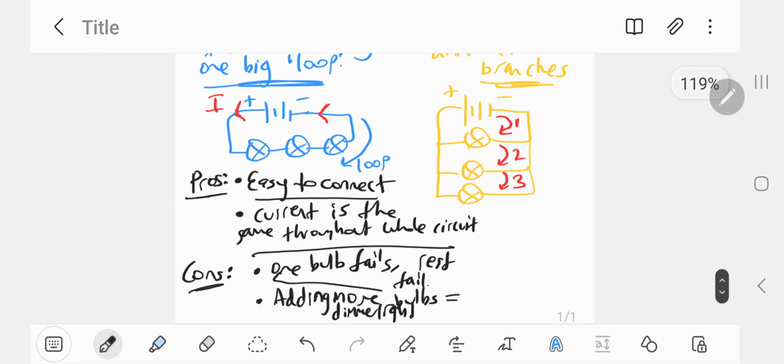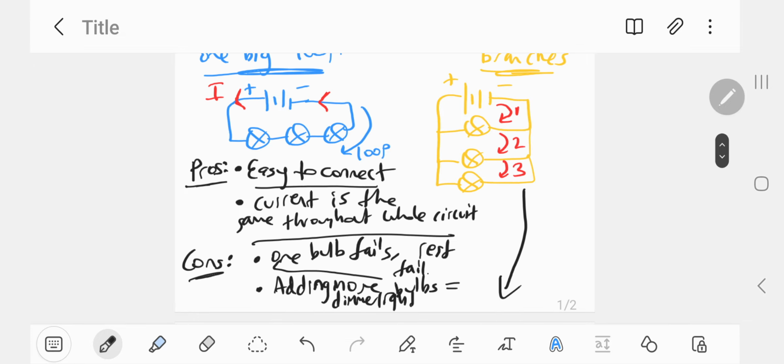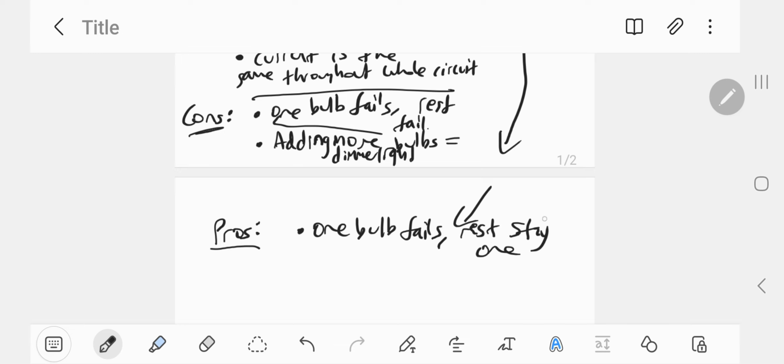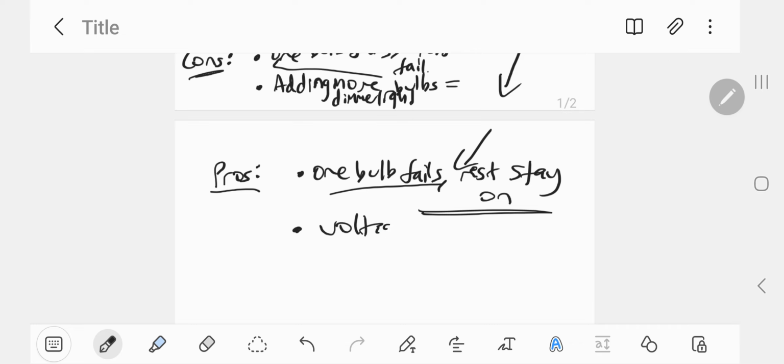Let me do the pros and cons for parallel circuits below. Pros, well, the first pro is if one bulb fails, rest stay on. This is basically the opposite of a series circuit, okay? The opposite for the con. The rest stay on. Another advantage is that the voltage is the same throughout the circuit.